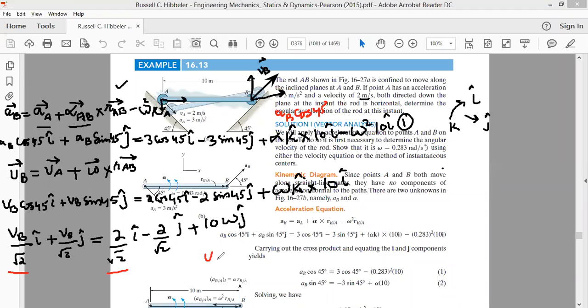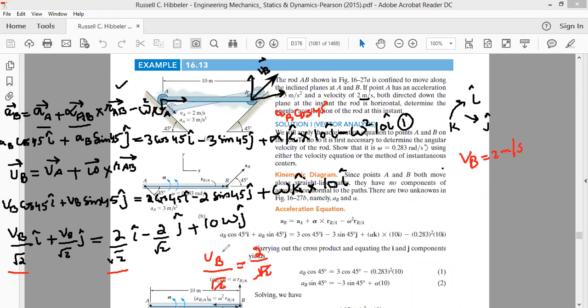So we can write VB by under root 2 when we balance the I components. VB by under root 2 is equal to 2 by under root 2, because this and this are the only I components we have. Under root 2 cancels, so the value of VB is equal to 2 meter per second. So this is the value of our VB.